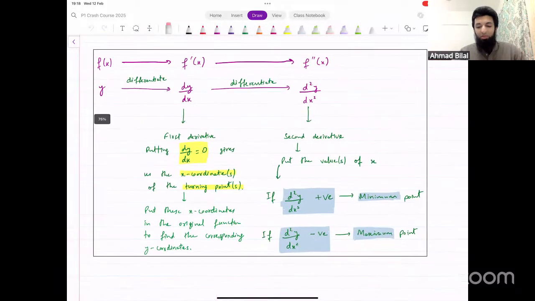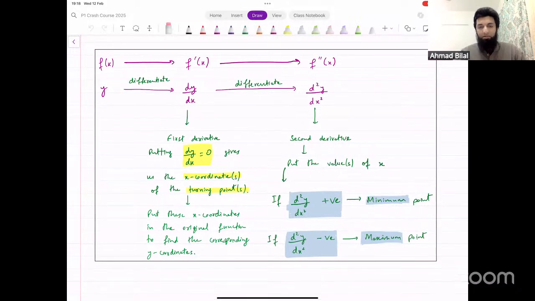Finding stationary points, the turning points of a function. How do you do that? For finding stationary points, you put dy/dx equal to 0, and that gives you the x coordinate of the turning point. Generally, to get the corresponding y coordinate, you can put that value back in the function. How do you figure out if a turning point is a maximum or a minimum? You find the second derivative for that.